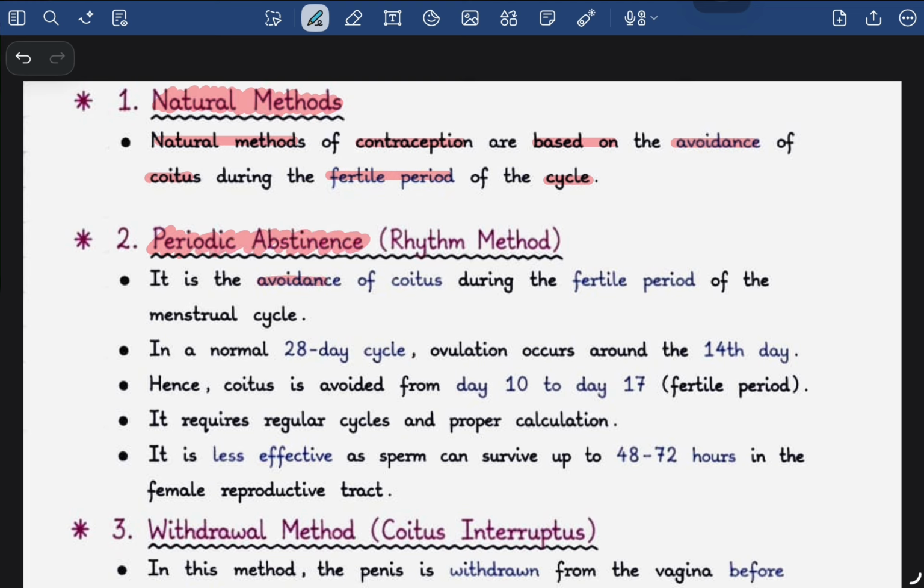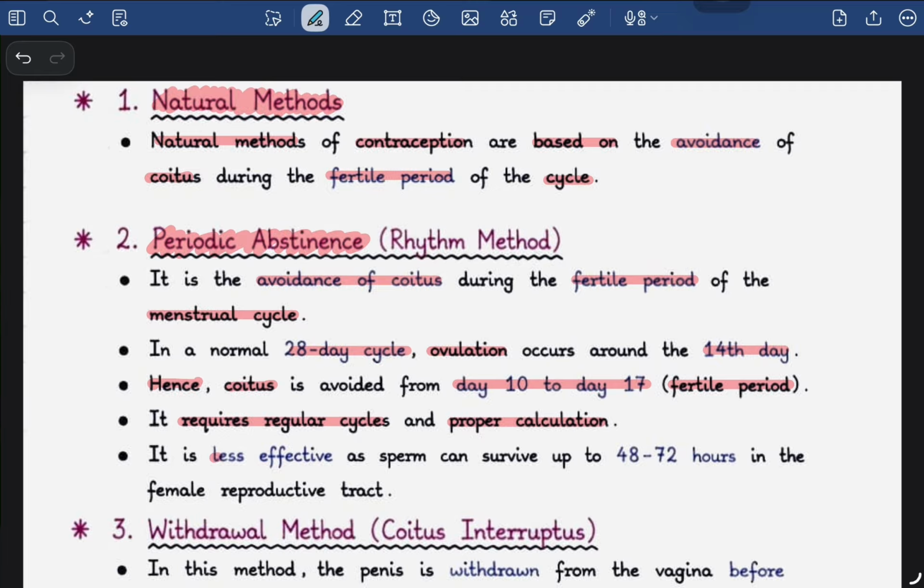What is this? It is the avoidance of coitus, the medical term for sexual intercourse, during the fertile period of the menstrual cycle. We know that normally a menstrual cycle is 28 days and ovulation occurs around the 14th day. Hence, if a couple avoids sexual intercourse between day 10 to day 17, which is called the fertile period in females, then it can resist the rate of birth. It requires a regular cycle and proper calculations so that it doesn't break that barrier of day 10 to day 17.